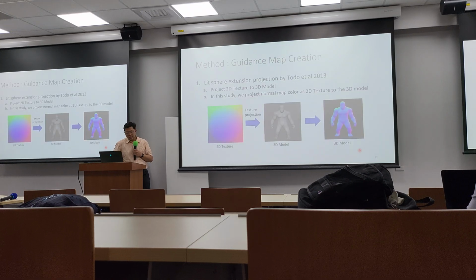And this is to make a guidance map creation. In this, we use the Lead Sphere extension projection by Tur et al. 2013. Basically, we project 2D texture into a 3D model. We use a 2D texture with the normal map color projected into the 3D model, and we can get a 3D model with the normal map as texture.